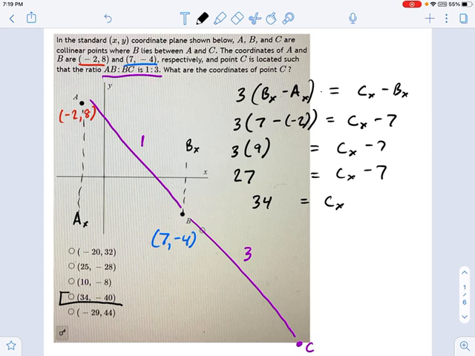Now if you did this whole thing again for y, it's not necessary because there's only one answer with 34 in it. That's our shortcut. But if you wanted, you could go ahead and calculate the location of C in the y-coordinate. That's going to be -40.